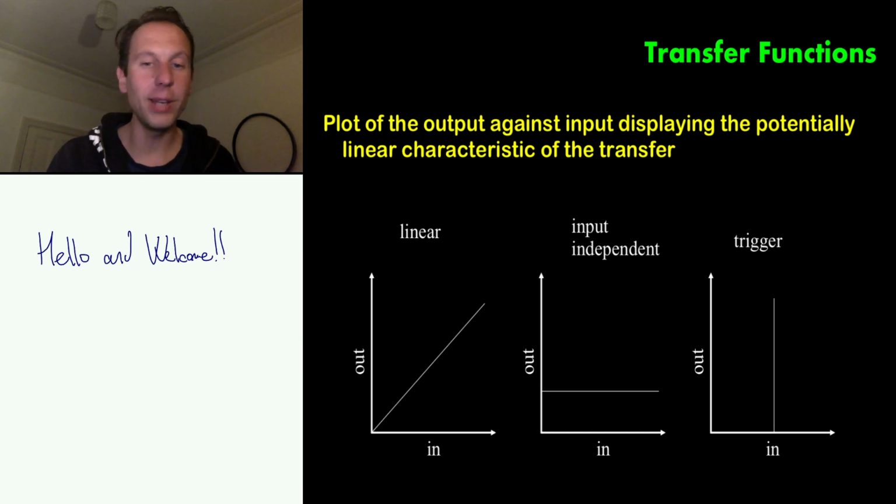So as a brain exercise, these are not very useful transfers, but you can consider a horizontal line to be a transfer function. And if you think it through, what that means is that regardless of the input value, the output value is always the same.